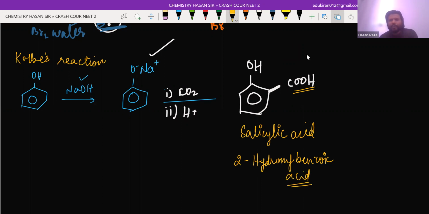So you have to be prepared for each and everything here, like what reagent we are using, what the intermediate formed is, everything. They can ask anything. Can we go for the next?